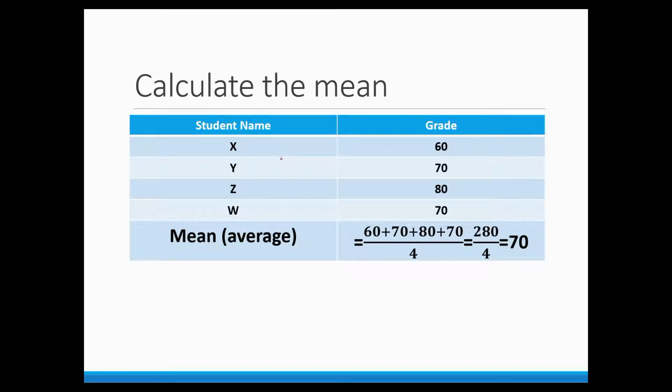We have here only 4 students, so we add them. They add up to 280. We divide this by 4 to get the mean of 70. So the average grade of all students included in this class is 70.